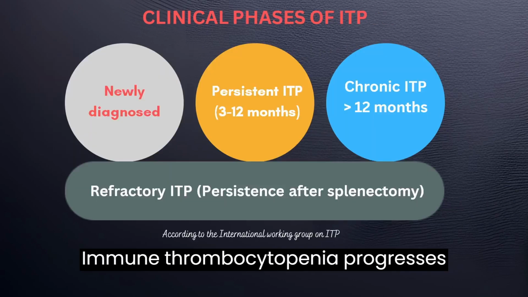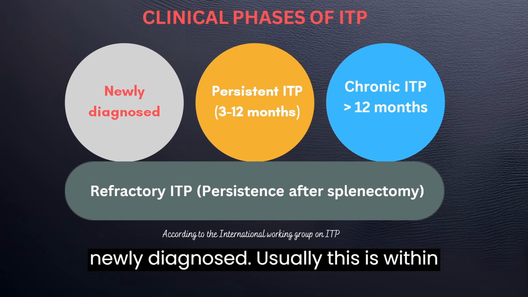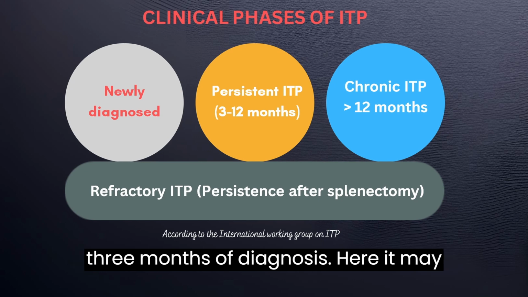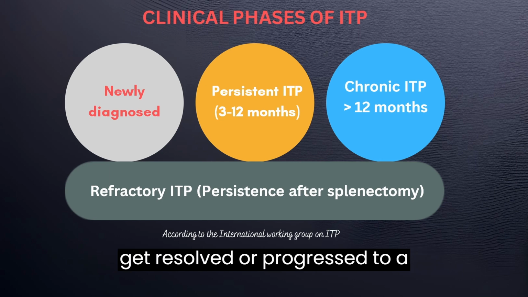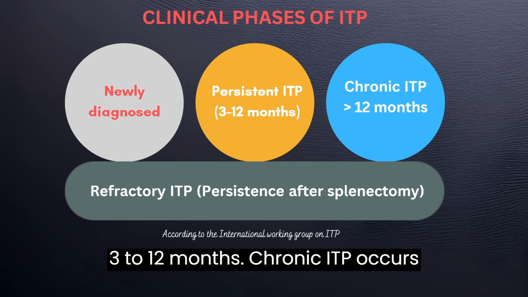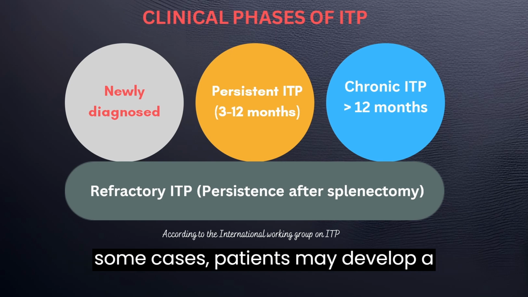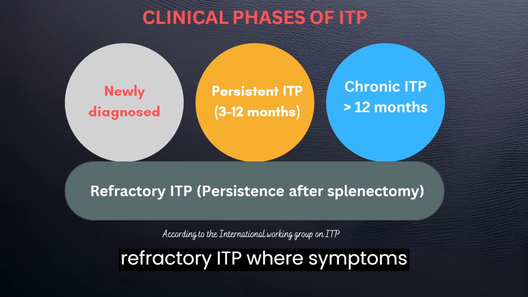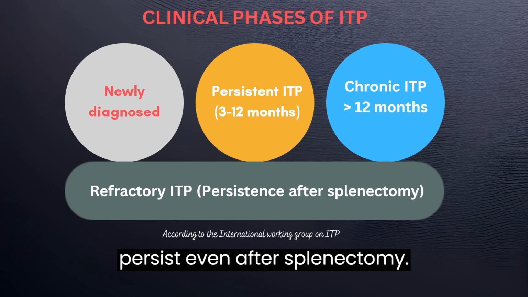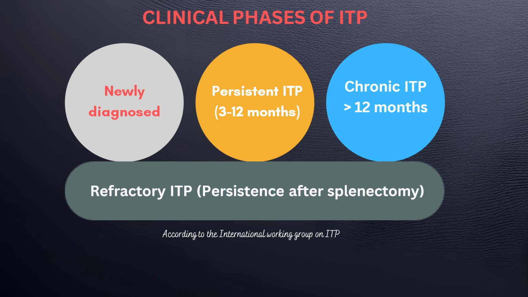bleeding. Immune thrombocytopenia progresses through clinical phases that includes the newly diagnosed. Usually, this is within 3 months of diagnosis. Here, it may get resolved or progress to a persistent ITP that lasts between 3 to 12 months. Chronic ITP occurs when symptoms go beyond 12 months. In some cases, patients may develop a refractory ITP where symptoms persist even after splenectomy. Understanding the progression of ITP can help in tailoring treatment approaches and managing the condition effectively.